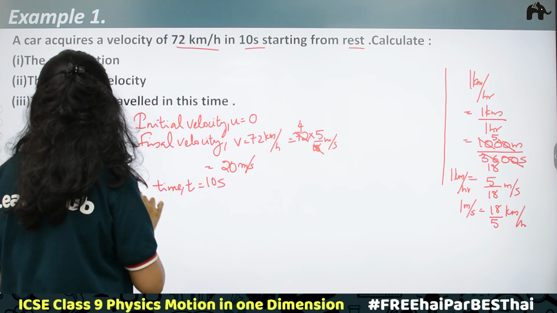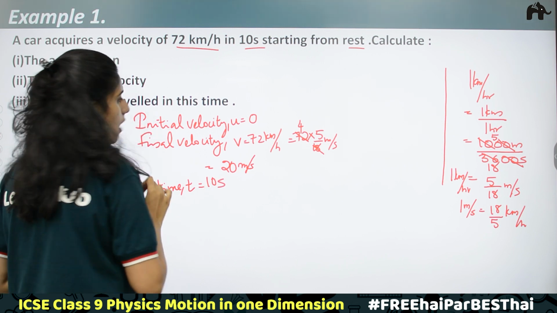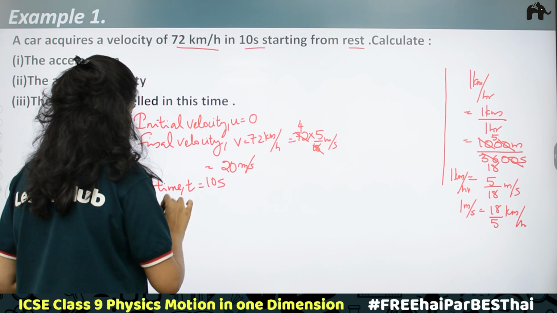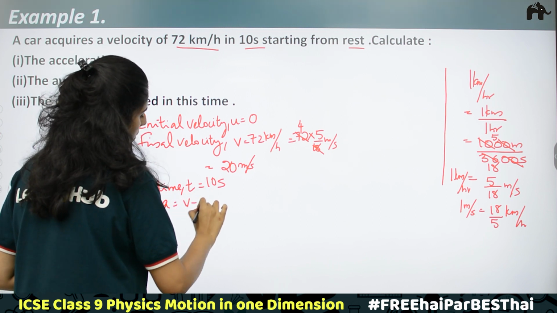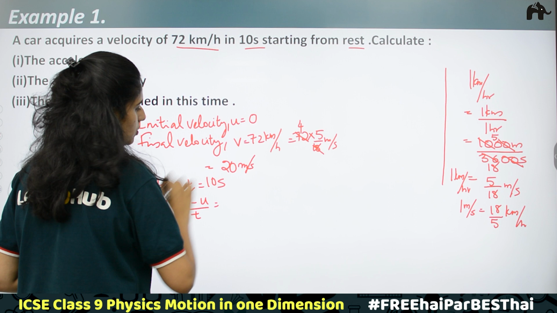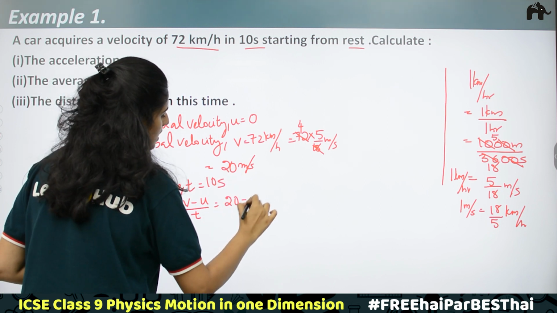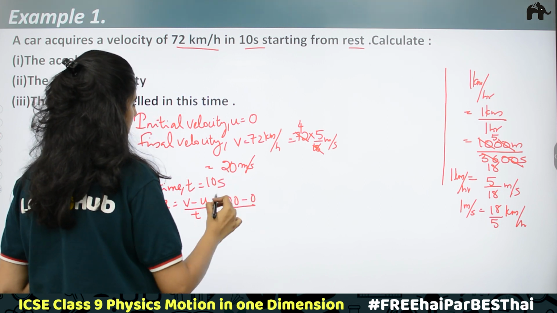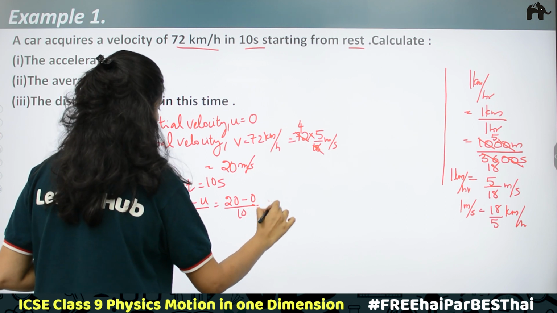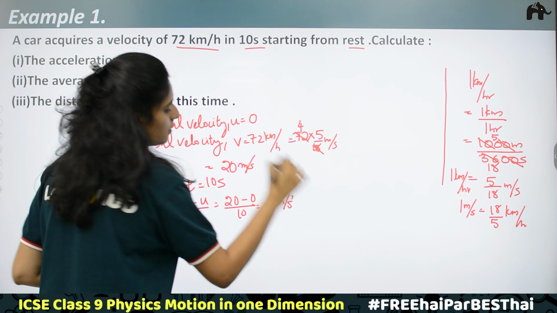So first we are going to calculate the acceleration. How to find acceleration? We have acceleration A is equal to v minus u divided by t. Substitute the values. 20 minus 0 divided by time t is 10 seconds. So this is 2, unit is meter per second square.